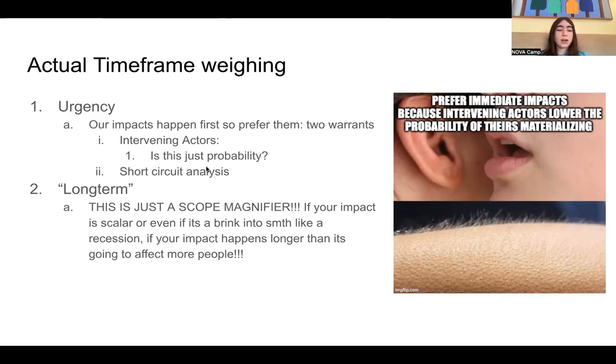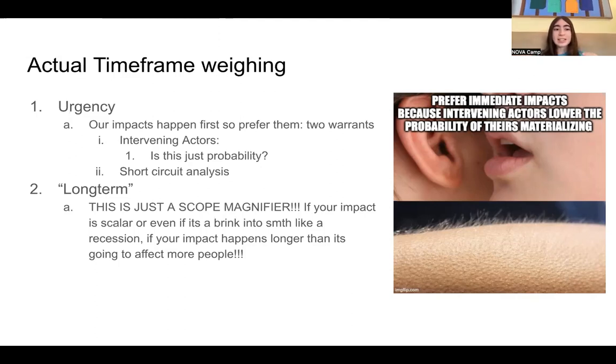Think about this. If your impacts happen for a longer period of time, that's more years that your impacts are going to be affecting people. So that's more people that are being affected. In that sense, a long-term impact is just you saying that you outweigh on scope because you're affecting more people for longer periods of time. So again, time frame weighing is this subsection of weighing that PFers created that is just other types of weighing, right?